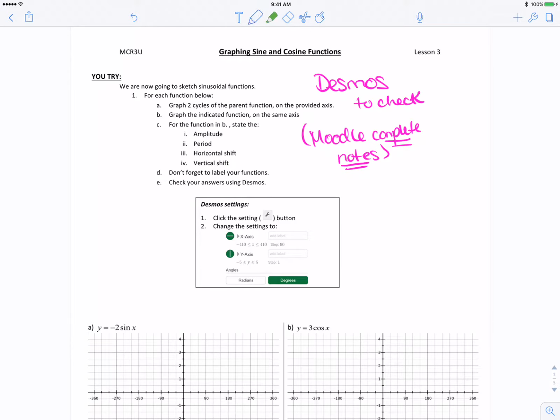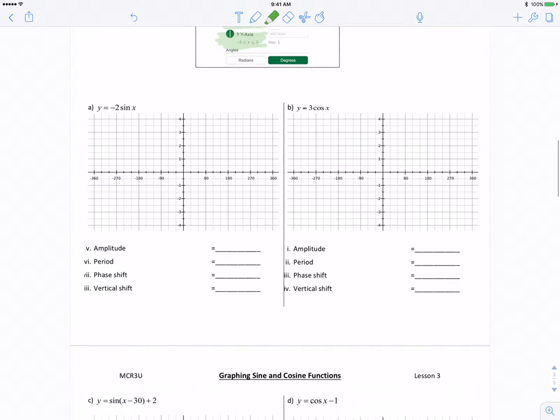If you are interested in using Desmos to check, make sure that you change the settings just so you can get your graphs to look the exact same as the ones here. So your x-axis needs to be between negative 410 and positive 410, and the y positive and negative 5. So it'll just make your graphs the exact same as the ones on the page.